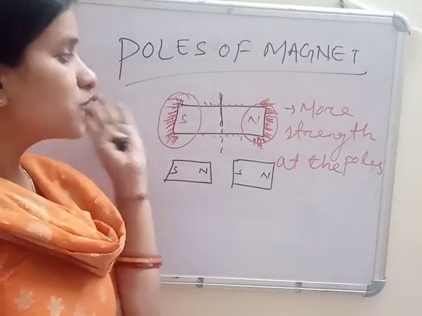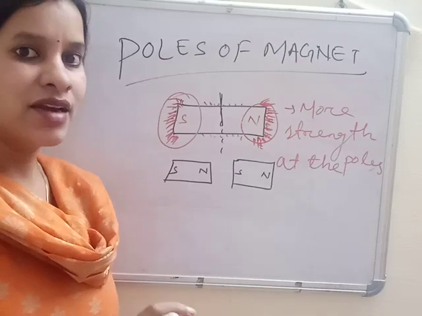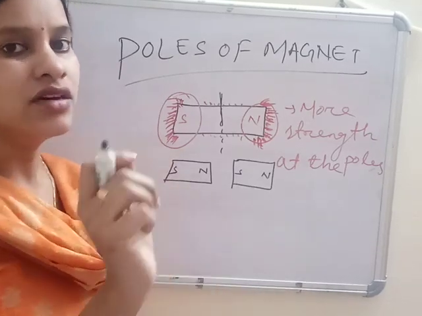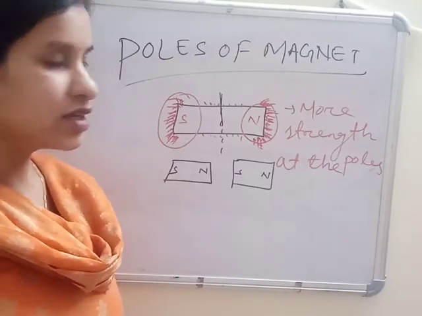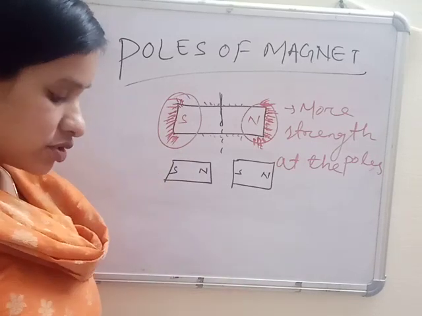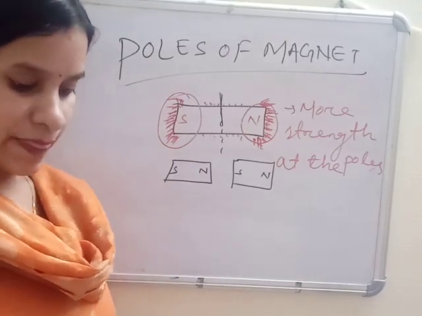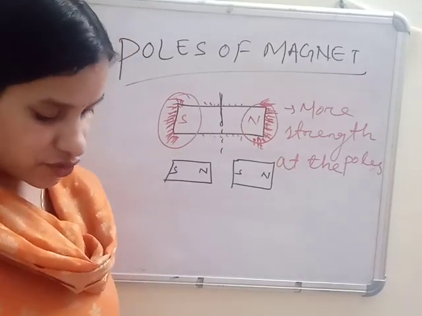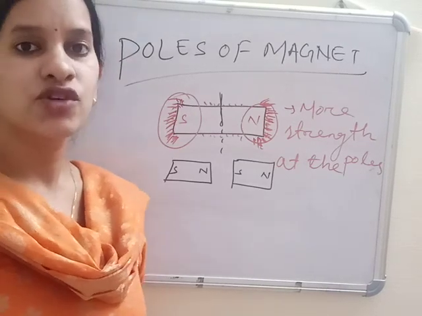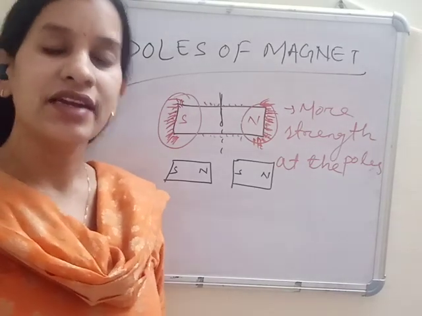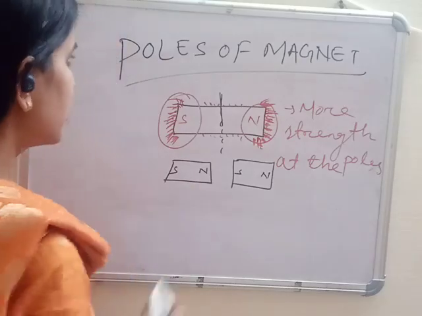However many parts you make of a magnet, each part has a north and a south pole. Okay. So this is all about the poles. Next, we move to a property of the magnet: repulsion and attraction of poles. Okay.